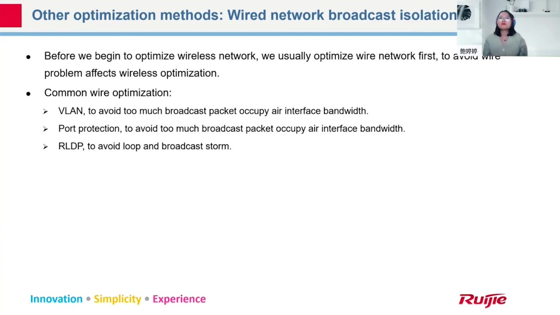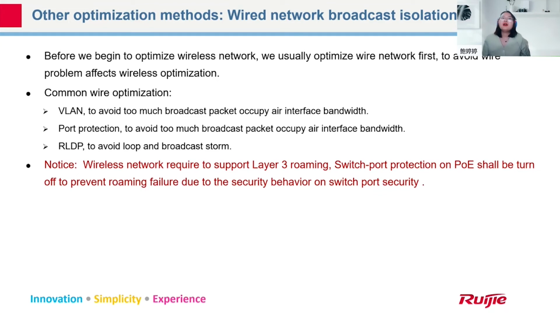And this picture shows the methods for how to do the optimization for the wired network. We can add the VLAN, we can add the port protection, and also we can use the RLDP technology. And pay attention, if the wireless network is required to support layer 3 roaming, the switch port protection on the PoE shell will be turned off to prevent roaming failure. So if you want to use layer 3 roaming in your network, you cannot enable the port protection. So this is a limitation.